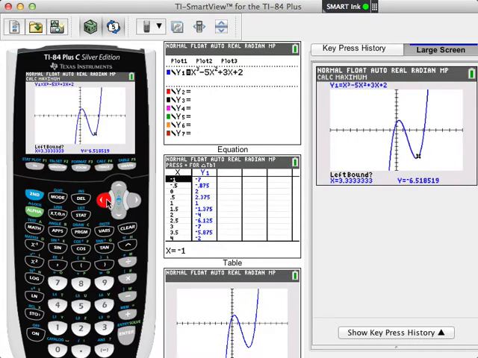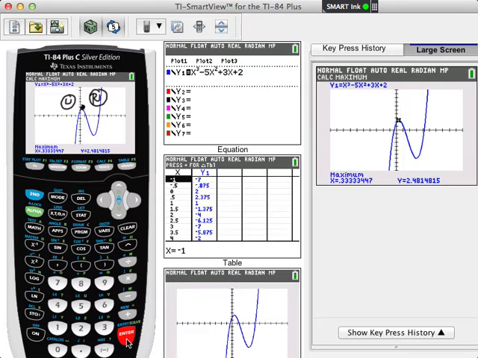So once again, if this is my max point, I need to be to the left of it. Then I need to be to the right of it. So I need to get that little flashing cursor to the left of it. So I would hit enter. Now I go to the right of it because it says right bound. And I would hit enter.